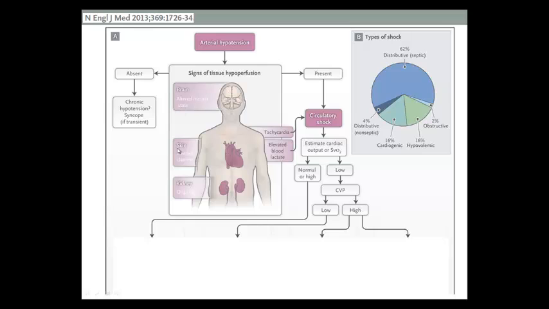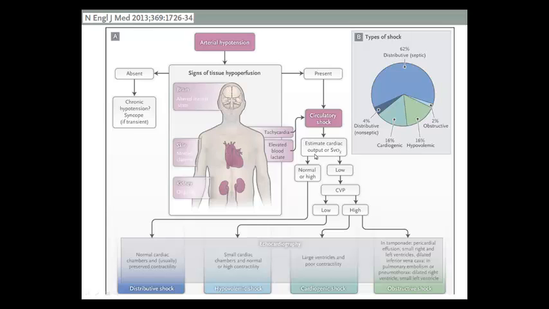If they have any of these signs of tissue hypoperfusion, then you say they have shock, and then you try to get an estimate of their cardiac output, or if they have a central line, you can look at their SVO2. And these are the 4 different types of shock. If they have normal or high cardiac output, it's most likely distributive. And this is, again, from Europe, where they use echo on almost everybody. So they can look at the heart, contractility is usually preserved, this is distributive shock. However, if the chambers are really small, there's poor cardiac output, then this would be hypovolemic.